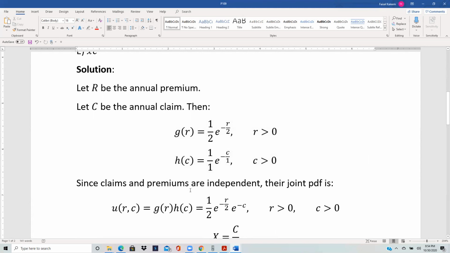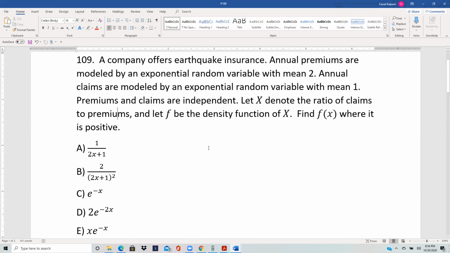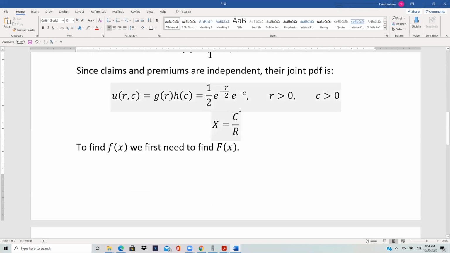Now claims and premiums are independent, so the joint PDF is just the product of the individual PDFs. You multiply these two and you get half e to the negative r over 2 times e to the negative c. And we need to find little f of x, where x is the ratio of claims to premium. So x is claims divided by premium.